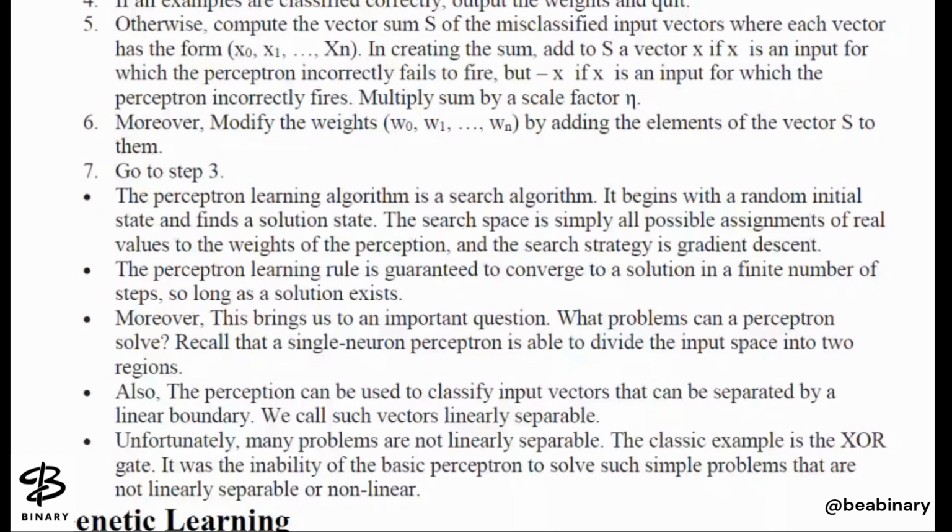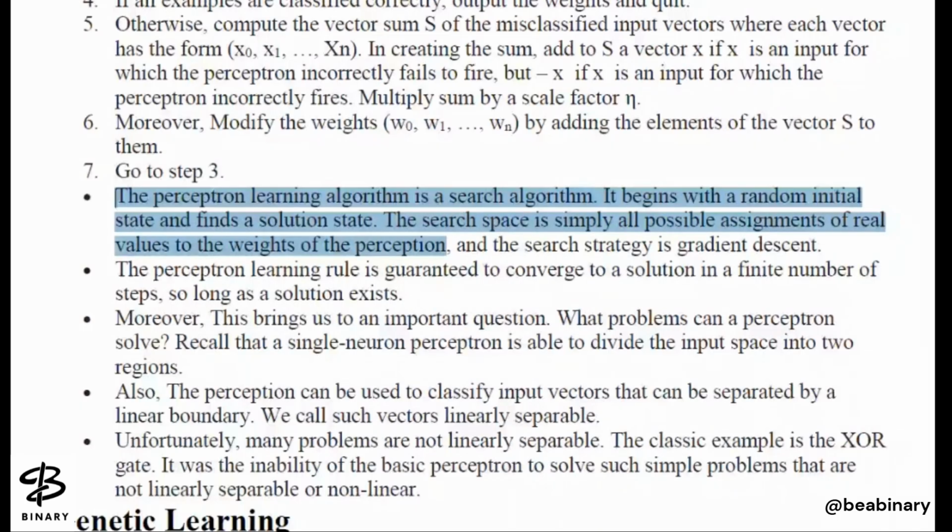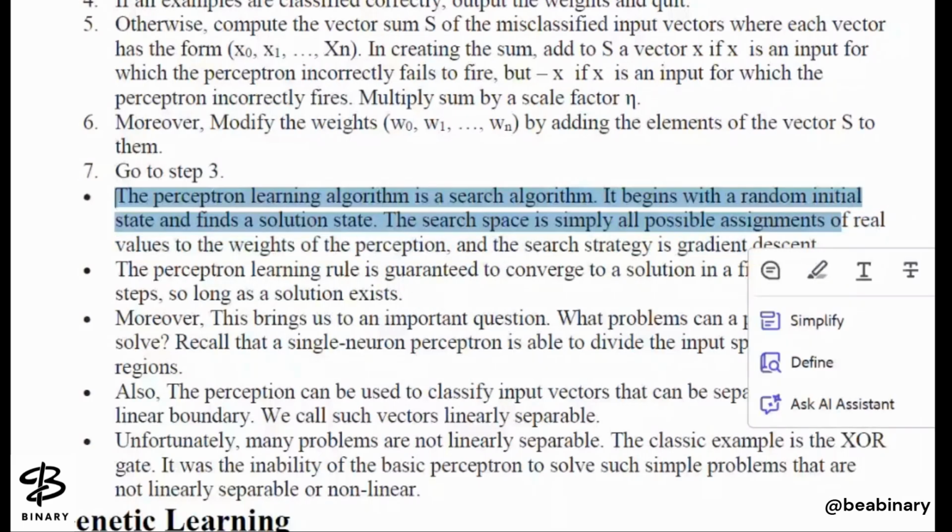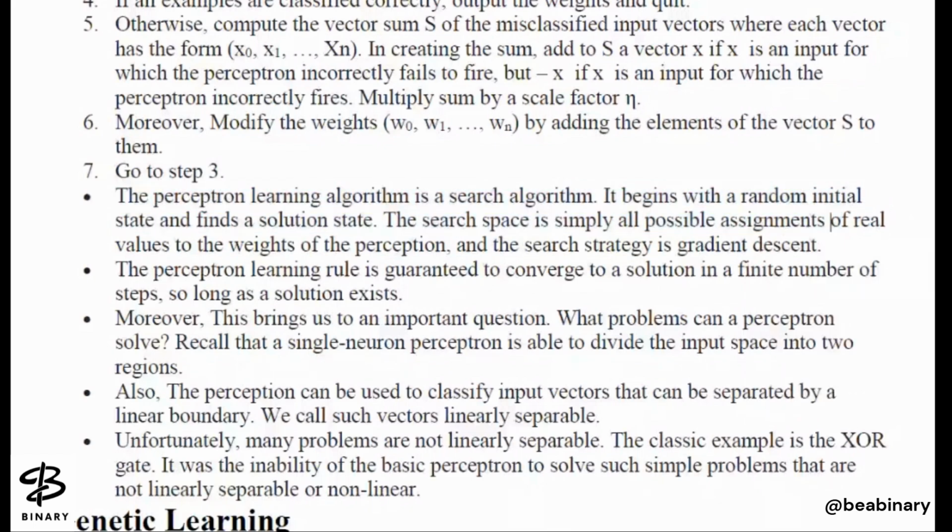Then the perceptron learning algorithm is a search algorithm. What are we searching for here? We are searching for correctly classified examples, avoiding the misclassified ones. It begins with a random initial state and finds a solution state. So the search space is simply all the possible assignments of real values to the weights of the perceptron, and the search strategy is gradient descent. So when we are talking about the perceptron algorithm, it is a search algorithm to search for a particular solution state.